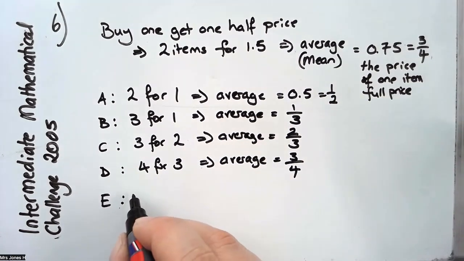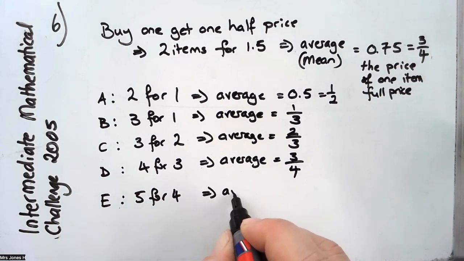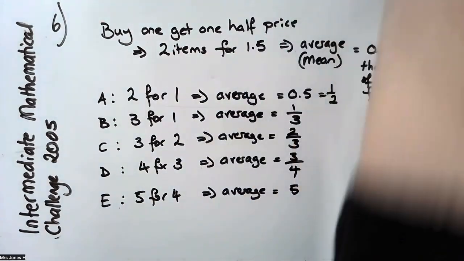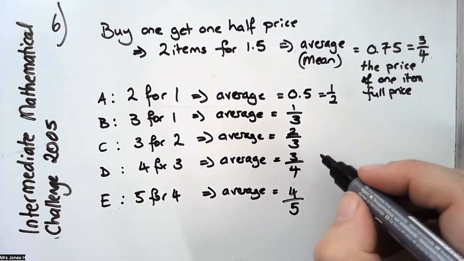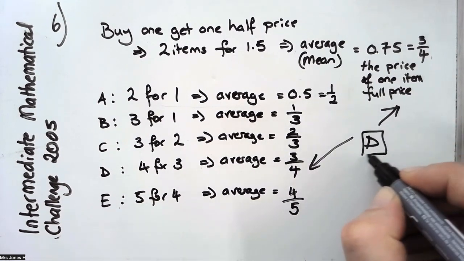Let's just finish it off. 4/5. So this and this are the same, and therefore the answer is D.